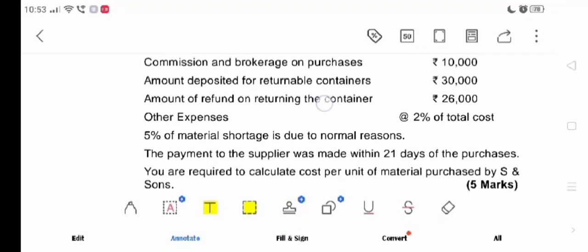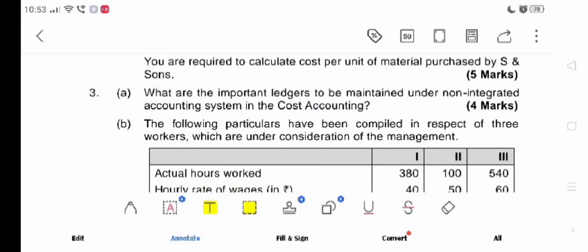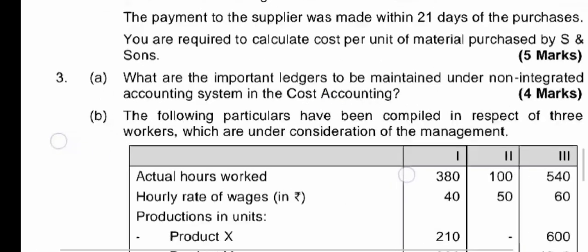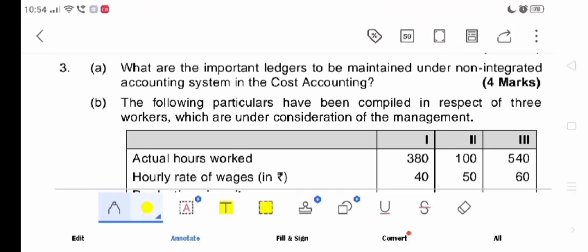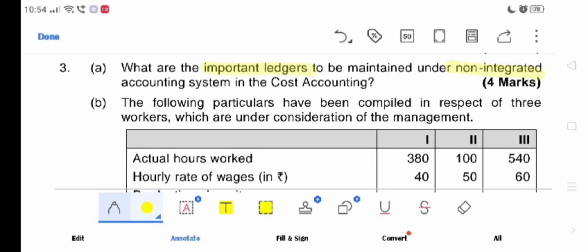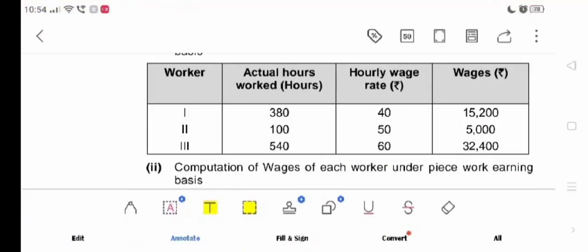Hello guys, welcome back. Now we are going to deal with question number 3, part A. This is a theory one. They are asking what are the important ledgers to be maintained under non-integrated accounting system in cost accounting. So, important ledgers under non-integrated accounting system in cost accounting.